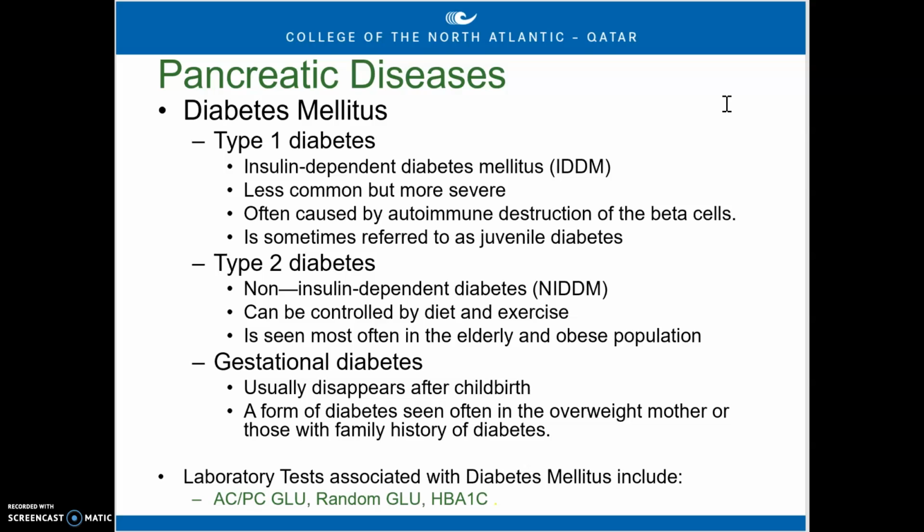If you make changes in your lifestyle, your diet, how much you exercise, you get yourself fit and healthy, then this condition will go away. And then thirdly, we have gestational diabetes. This will usually disappear after childbirth. So this is the type of diabetes that expecting mothers would get when they're pregnant with a child.